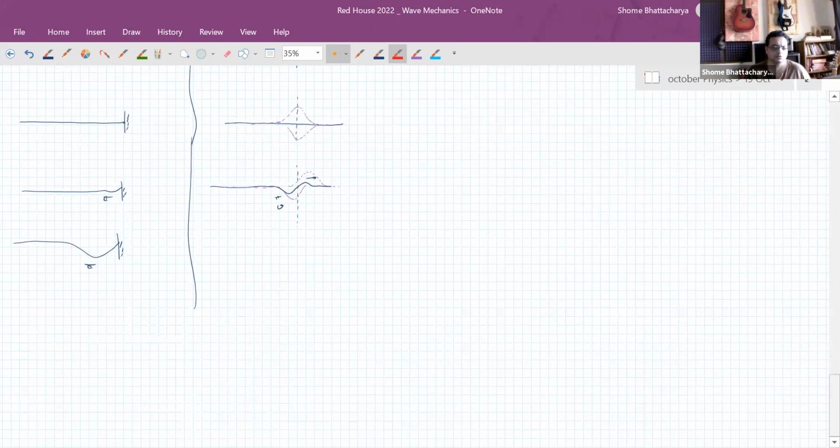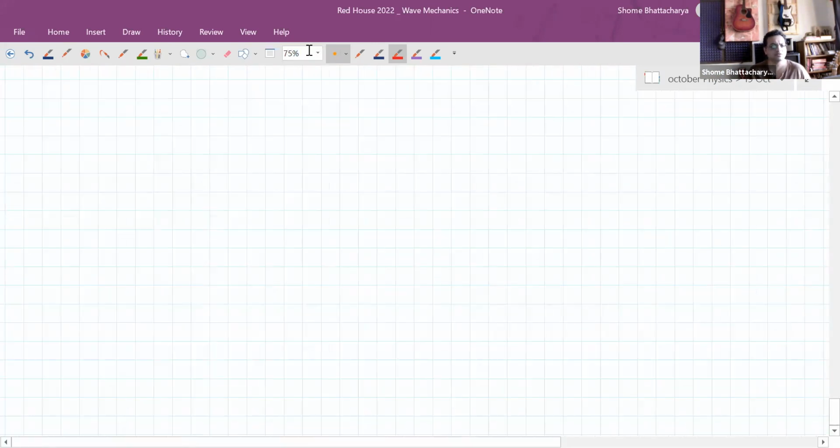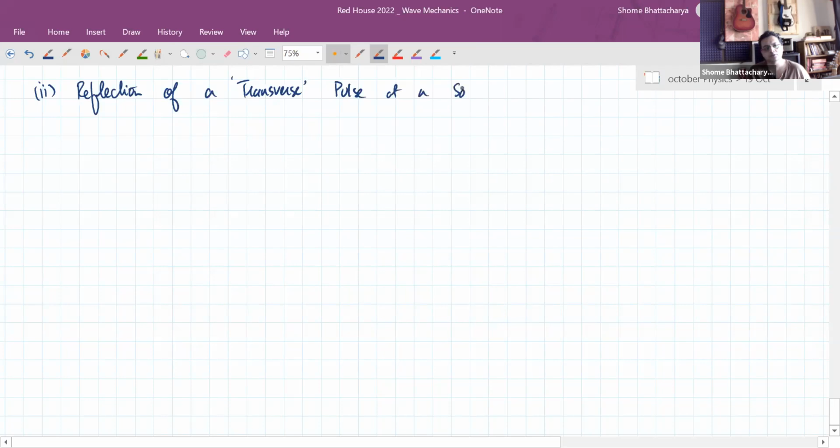Okay, now we come to the second part of reflection of pulses. That is, if there's reflection at what we call a soft boundary or a flexible boundary. So reflection of a transverse pulse at a soft, basically a flexible boundary instead of a rigid boundary.